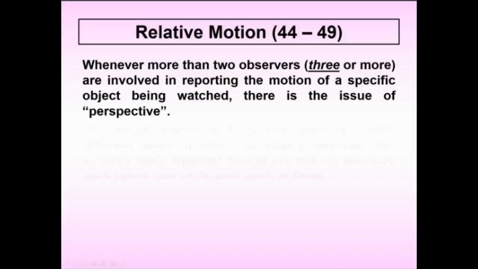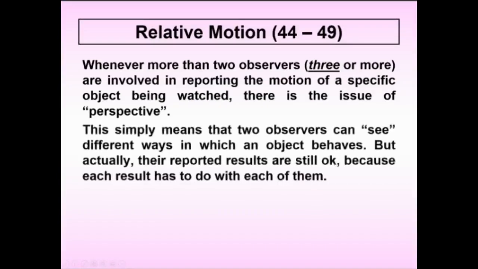So this simply means that two different observers can see, I gave you three words for see, I can use the word see or perceive, perception, or report, or record, yes, different ways in which an object behaves. But here's the thing. Since everyone is reporting from their own perspective or their own point of view, technically everyone is still correct, even though the reported numbers could be different. Exactly. That's the whole idea.